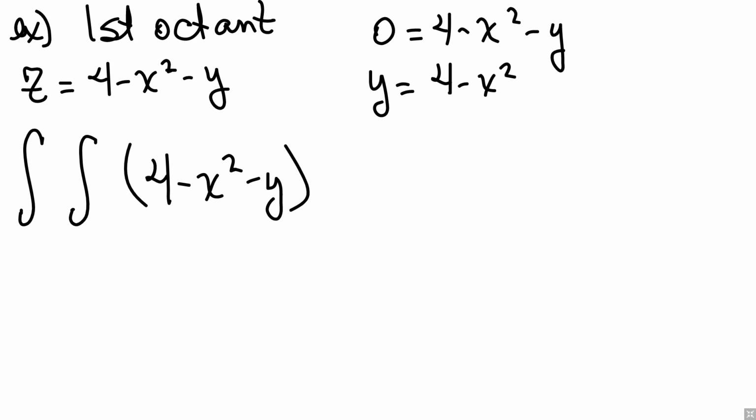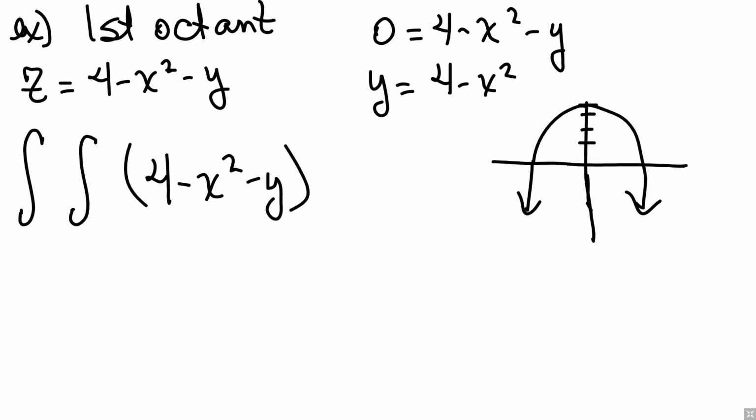Okay. So I put this 3D figure into a two-dimensional aspect. So if I look at this as two-dimensional, I know this is going to be a parabola opening down, and it's going to look like this.